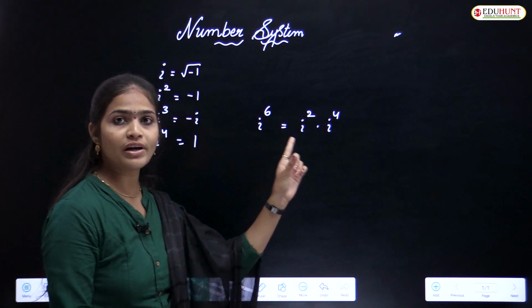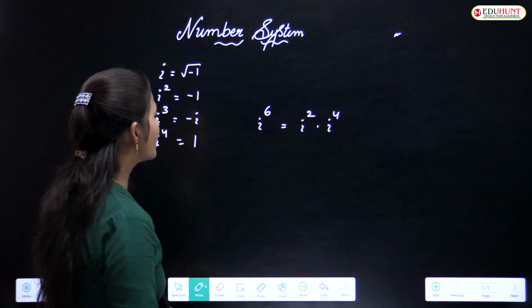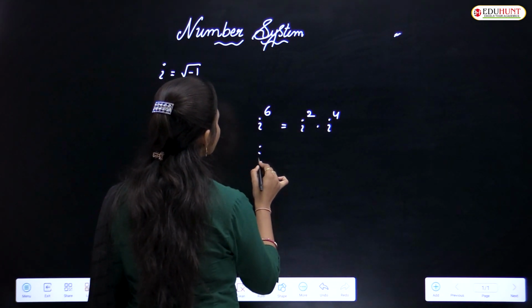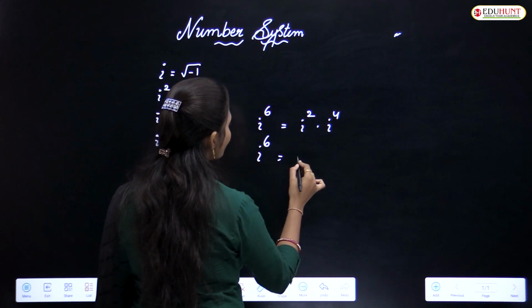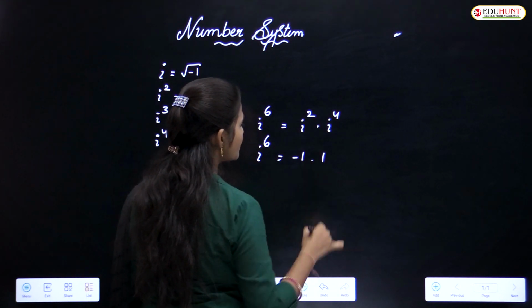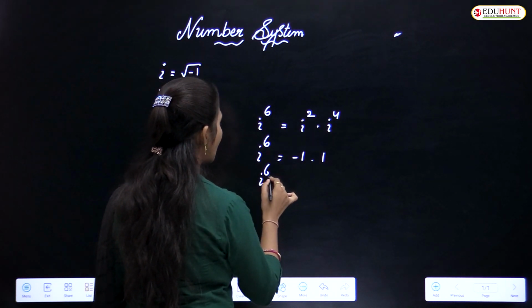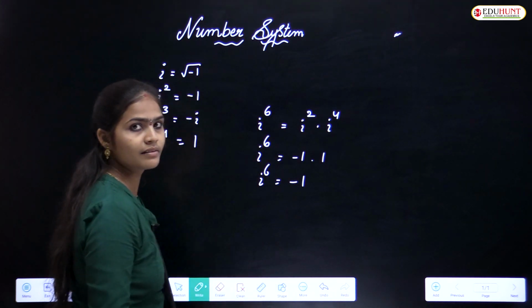Because I know the value of i squared and i power 4 also, that's why I wrote this in the i squared into i power 4 formula. So i power 6 is equal to i squared, which is minus 1, and here i power 4 is 1. Okay, so minus 1 into 1 is equal to i power 6, which is minus 1.